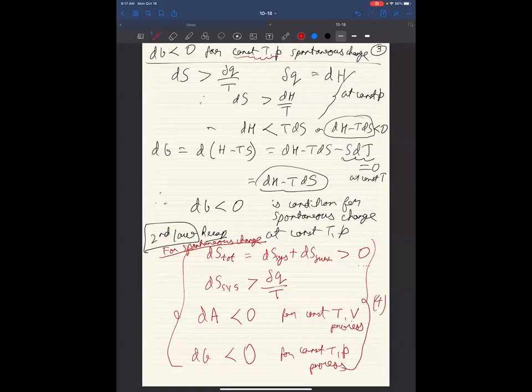Now I want to do two things. I want to give you a bit more physical intuition into A and G. What does it really represent? Why is it called free energy? Where does this term "free" come from? And the second thing I want to do is to get into Maxwell relations. I'm debating which one to do first. Let's do Maxwell relations. Let's get started with it.